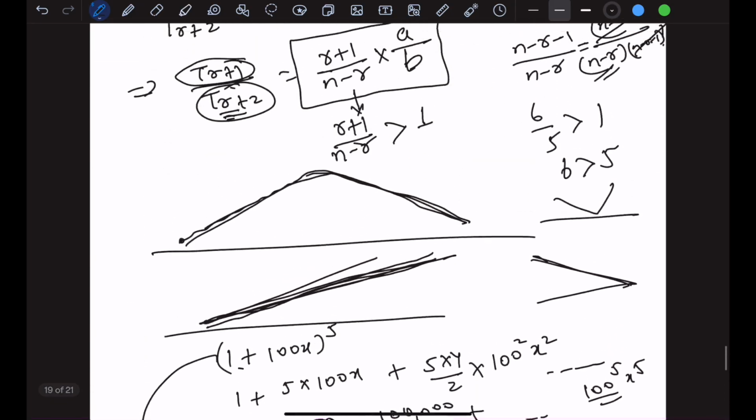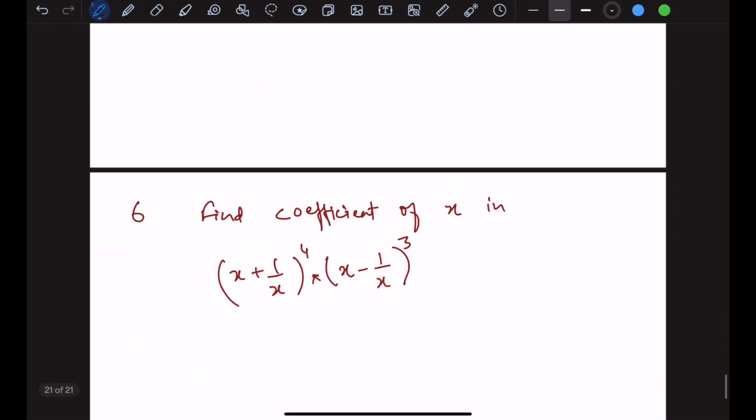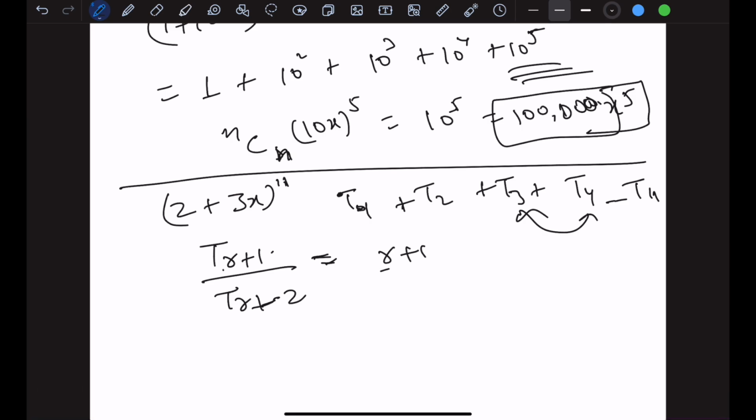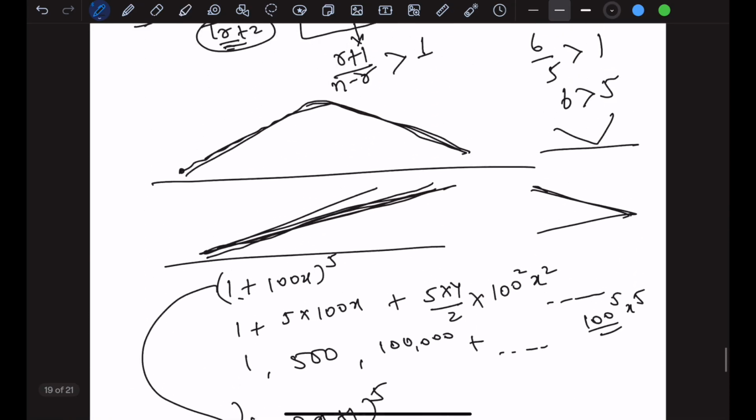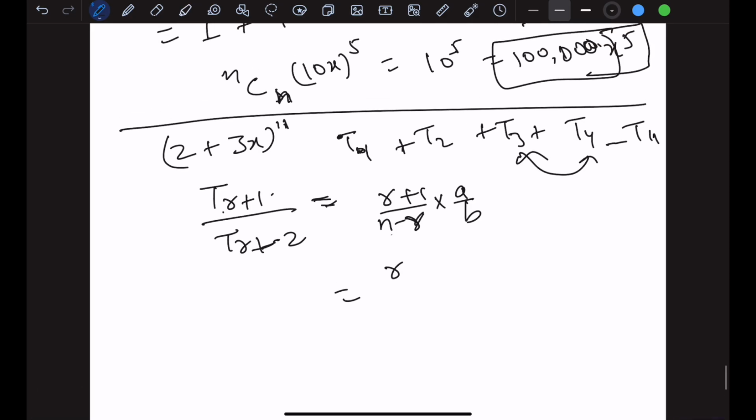We already calculated this is equal to R plus 1 by N minus R into A by B. So here my R, we have to calculate R. So I have R plus 1 by N minus R, where N is 11, into A by B. So A is 2 and B is 3, right?